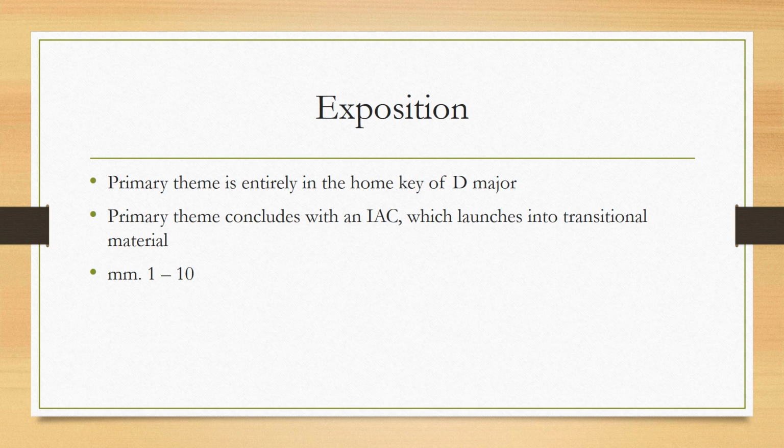So first we have the exposition. The first part of it is the primary theme. There's no introduction or anything preceding this. And the primary theme is entirely in the home key of D major. It concludes with an imperfect authentic cadence, which then launches us into the transitional material.